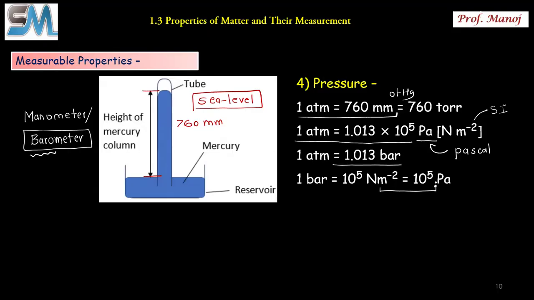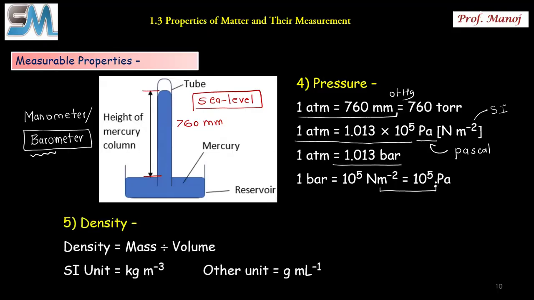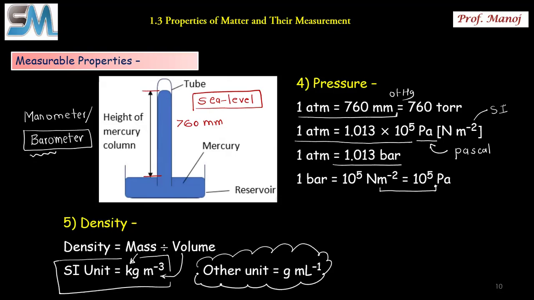Another term which we are going to use in measurable properties is density. As you know, density is made up of mass upon volume. So simply write down the units of them. Mass unit is kilogram. Volume SI unit is meter cube. So SI unit of density becomes kilogram per meter cube. Actually, the popular unit which we are going to use in many chapters will be gram per ml.